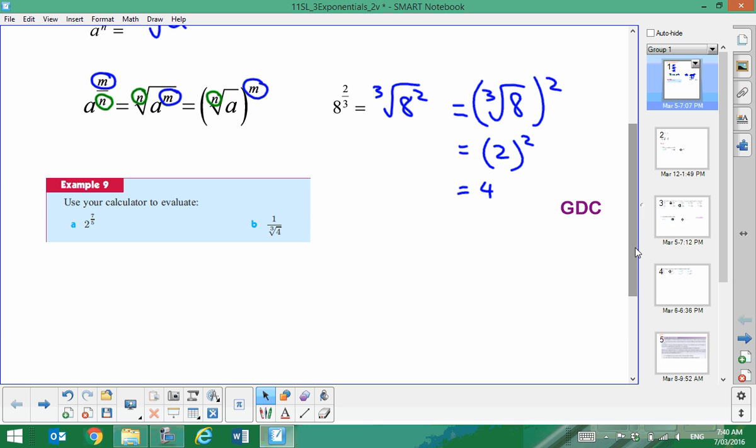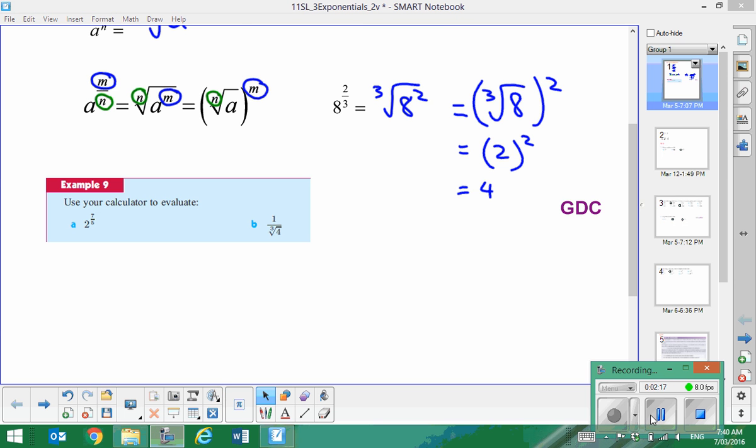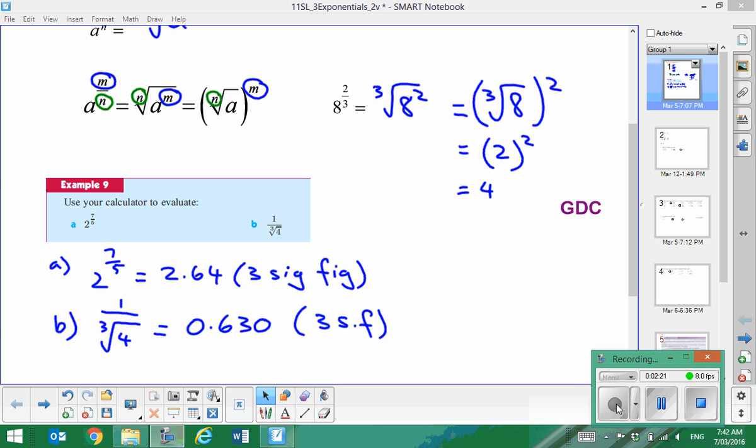So use your calculator to calculate these ones, and then stop, pause it, and then come back and check your answers. So check your answers to see if you got those using your calculator.